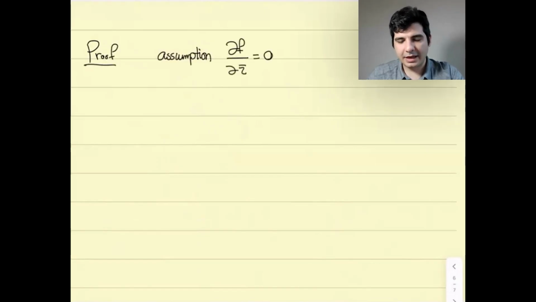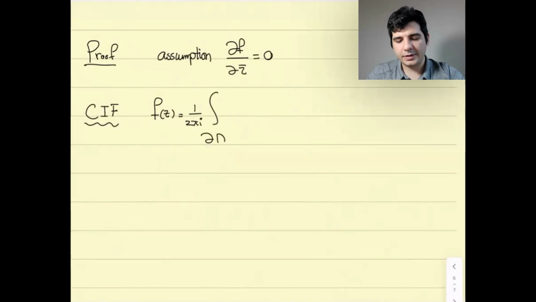What we want to prove is that f has a power series expansion, right? Since f is holomorphic, Cauchy's integral formula told us f of z is equal to 1 over 2 pi i, integral over the boundary of the disk. I don't write the details, f of w over w minus z dw. This is what we know, right? From this, I want to get that f has a power series expansion.